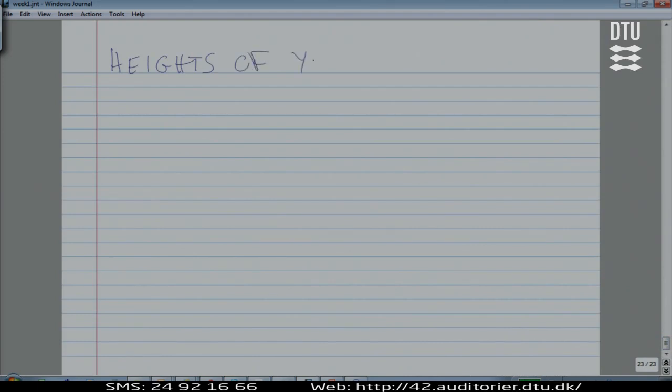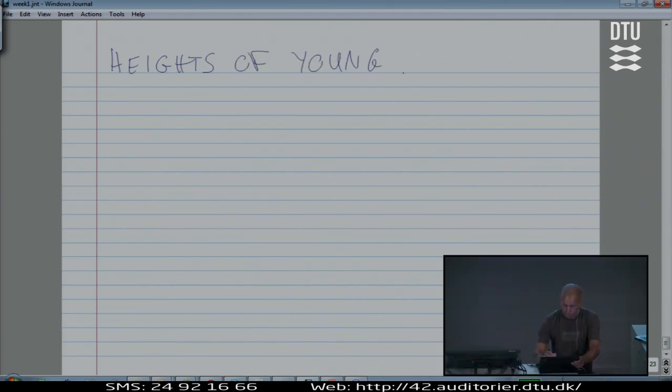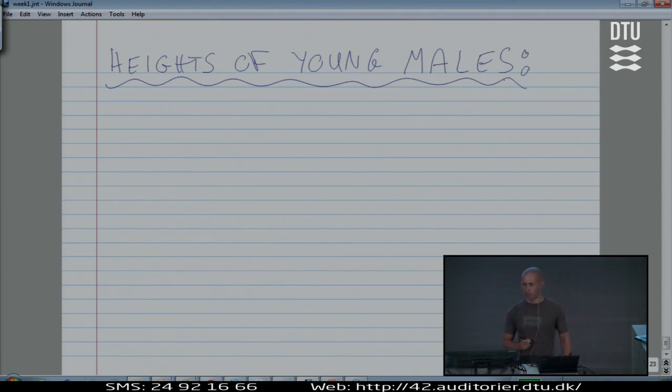Heights of young, what should we say, males. So we do a random sample now. Your first random sample of this course. And I throw a dice. Let's see, how many males are we in here? Like 150, let's say that. So I throw a 150-sided dice, and I get the number pointing at you.